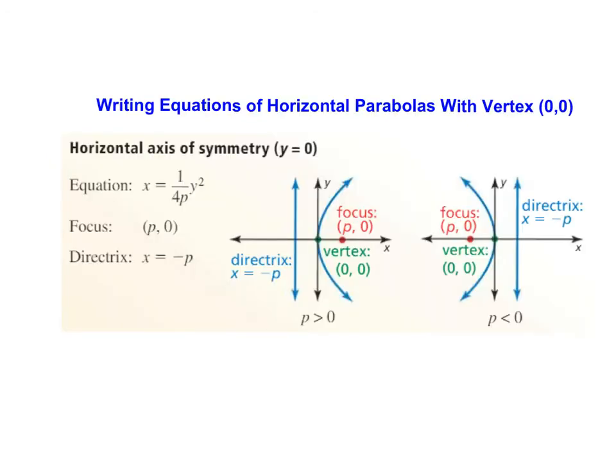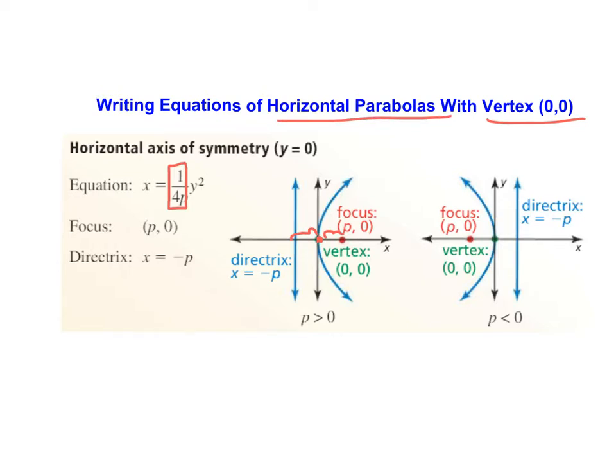So what you're hopefully noticing as you look at this slide is that horizontal parabolas and vertical parabolas centered at 0, 0 are very similar. The focus and directrix are a distance away from the vertex called p. So this value of p, the distance between the vertex and the directrix and the vertex and the focus, is still important. The only difference is that to create the equation, we now have x equals 1 over 4p times y squared. So notice that the x and the y are just flipped for these horizontal parabolas.